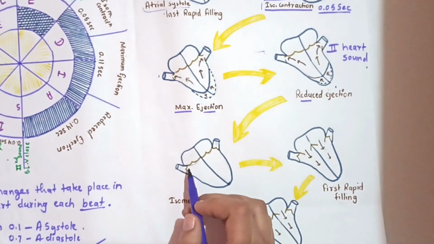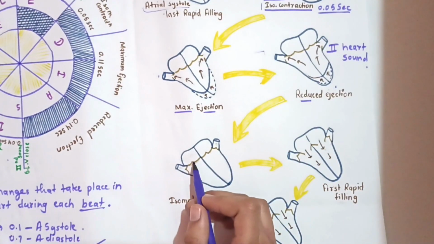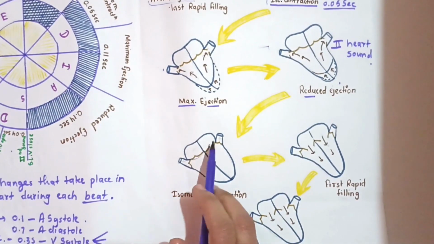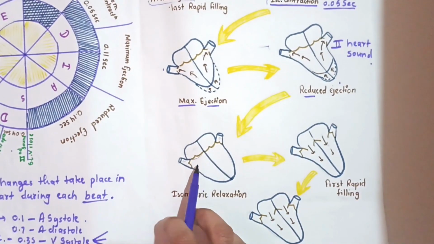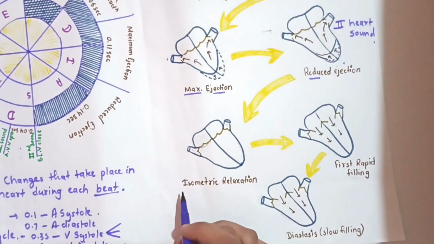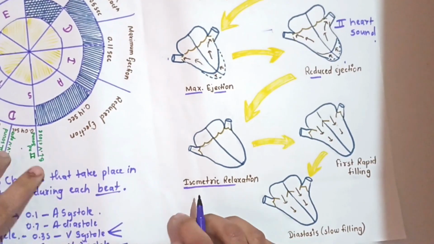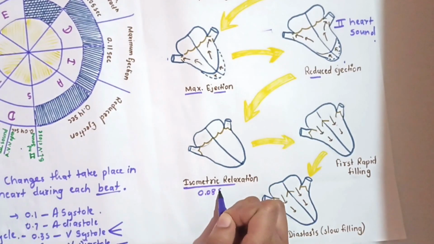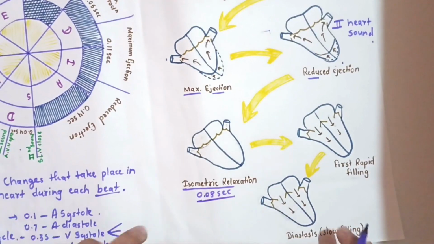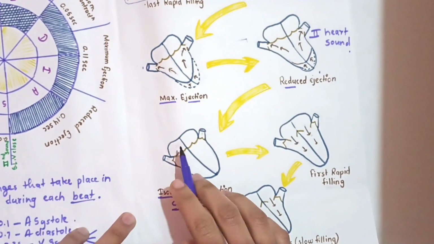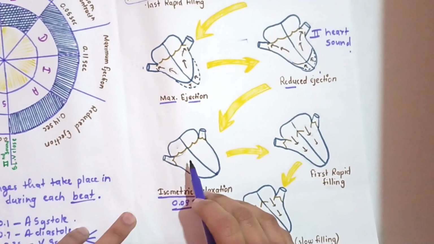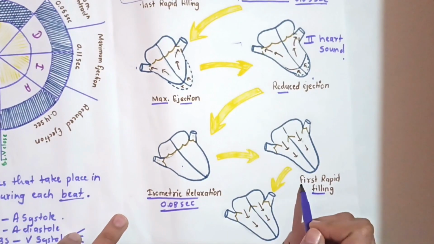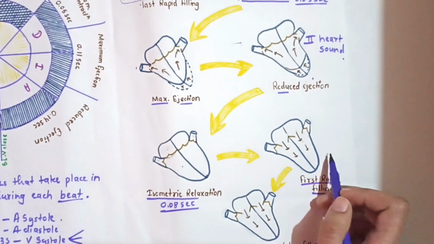Now when these semilunar valves are closed but the AV valves have not yet opened, again there is a phase when both valves are closed and the heart is in the relaxation phase. This is known as the isometric relaxation phase, which is for 0.08 second. Now when the pressure in the atrium is more than the pressure in the ventricle, these AV valves open, and this is the filling phase for these ventricles. This is diastole of the ventricle.